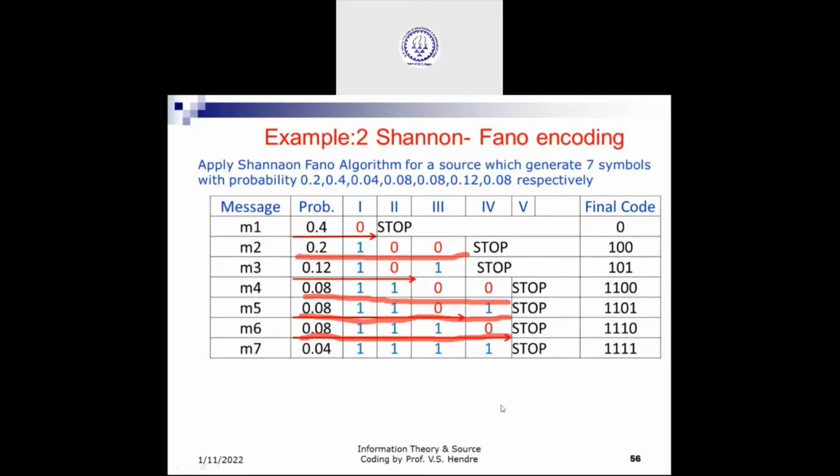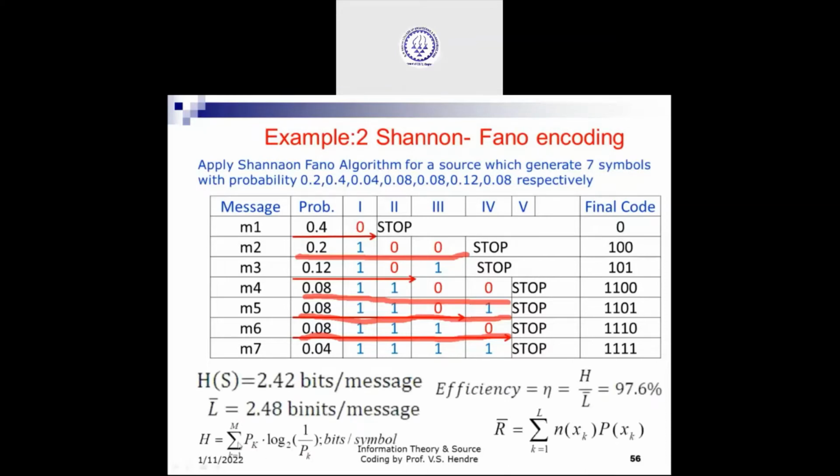For this technique, we can then calculate the value of entropy by using the formula summation of pk log of 1 upon pk to the base 2. The entropy, in bits per symbol or bits per message, comes to 2.42 for this particular code.